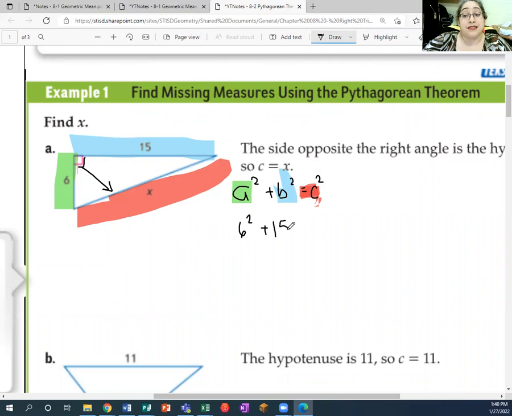All right, doing my substitution, I have marked that a is the side measure 6. I've marked that b is the side measure 15, and my hypotenuse is side measure x. All right, going to simplify. 6 squared is 36. 15 squared, I believe, is 225. And then I'm going to add those together to figure out what x squared is. 225 plus 36 is 261.